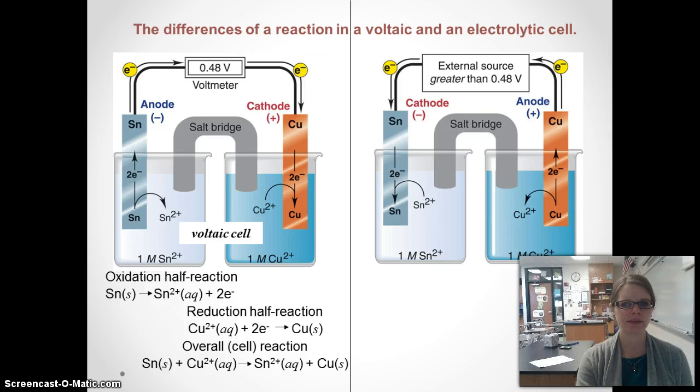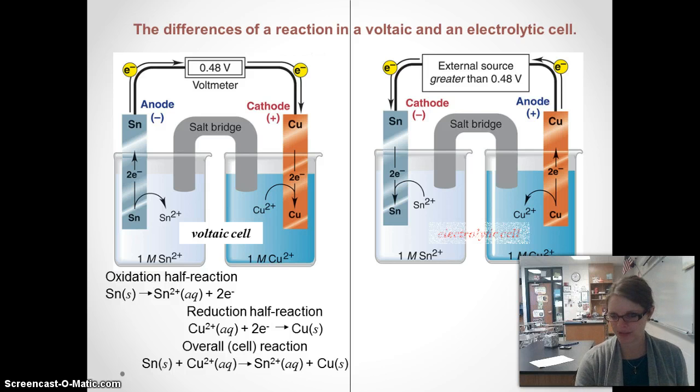Now, if you notice, at the top here on the voltaic cell we have a voltmeter. It's measuring 0.48 volts. If I wanted to get the electrons to go the opposite way, which is what we see on the right, then I've got to put in just over that 0.48 volts to get the electrons to go back the other way. I'm going to use an external source. That's basically like taking your rechargeable batteries that are now dead because you used them all up and plugging them into the wall. The wall is the external source. The wall is providing electricity that forces the electrons to go where they don't want to go.